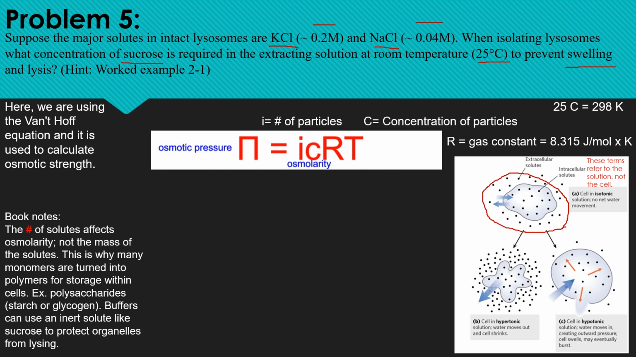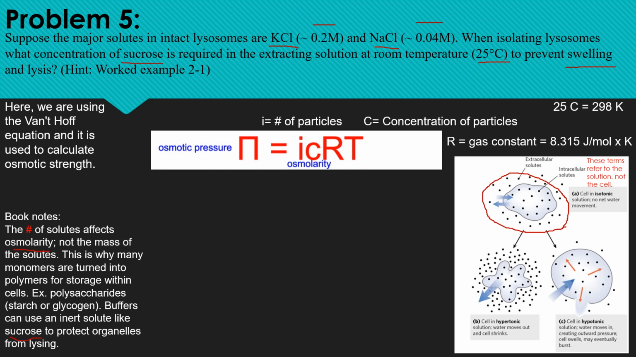Okay, so now I'm going to go ahead and read some book notes for you. The number of solutes affect osmolarity, not the mass of the solutes. So the number of solutes are what's important. If there's 20 inside, there has to be 20 outside in order for everything to be isotonic and for the cell to be happy. This is why many monomers are turned into polymers for storage within cells, like polysaccharides, starch, or glycogen. Buffers can use an inert solute like sucrose to protect organelles from lysing. So that's why in our problem, we're using sucrose.